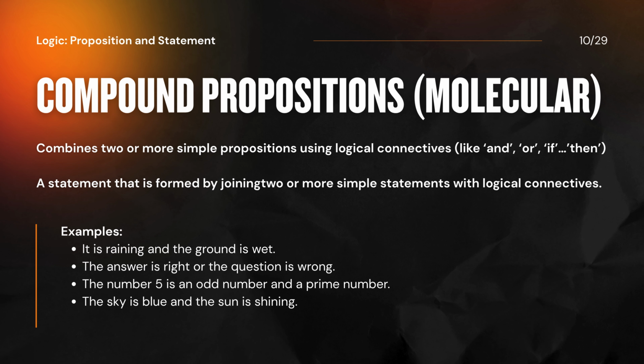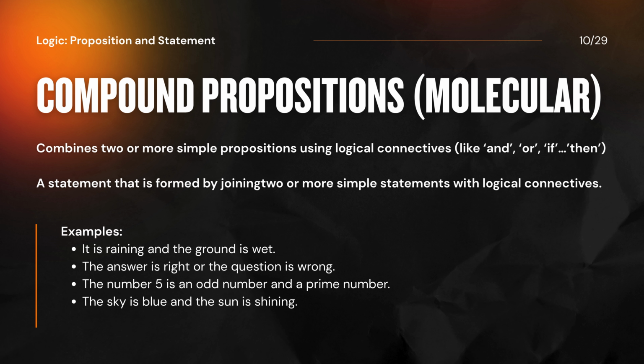A while ago, we tackled the simple propositions, and now we are going to discuss the compound proposition. Compound propositions, or the molecular ones, combine two or more simple propositions using logical connectives like and, or, if, and then. It is also a statement that is formed by joining two or more simple statements with logical connectives. For example, it is raining and the ground is wet.